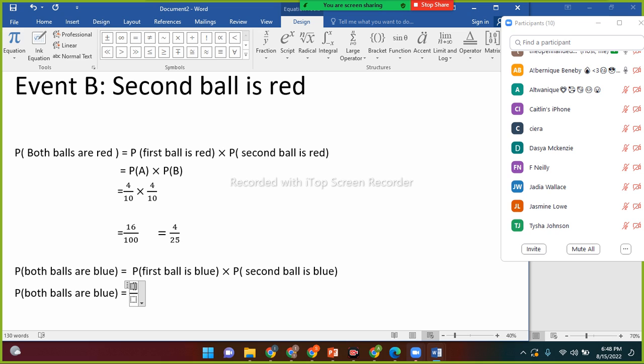Because the blue balls are the 6 blue balls. Added together, it would be 10. You have six blue balls and four red balls, and you take out the blue ball and you put it back. So it's 6 out of 10 because we have 6 blue balls. Very good.